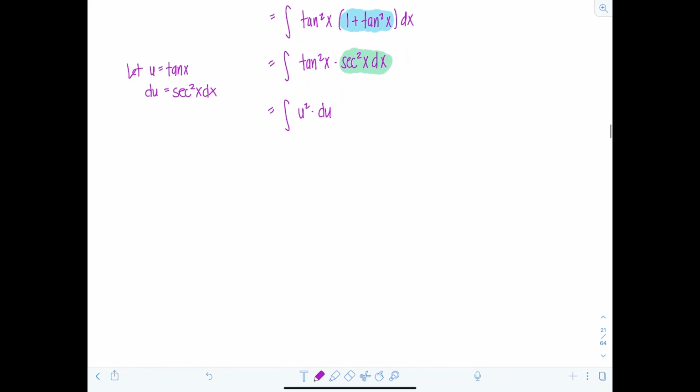Very nice. And then now let's go ahead and integrate. So I have 1/3 u cubed plus c. And we are not done because everything was in terms of x to begin with. So I'm going to replace u with tan x. So I have 1/3 tangent cubed x plus c. See, I told you this one would be nice.